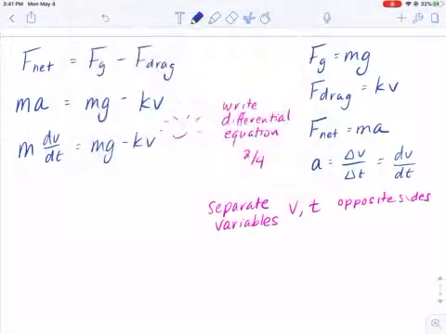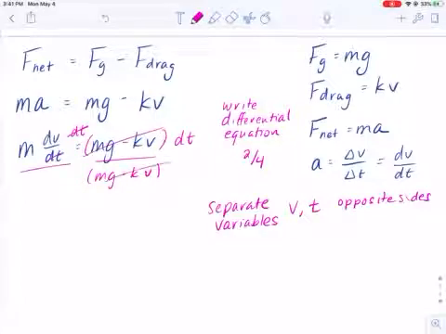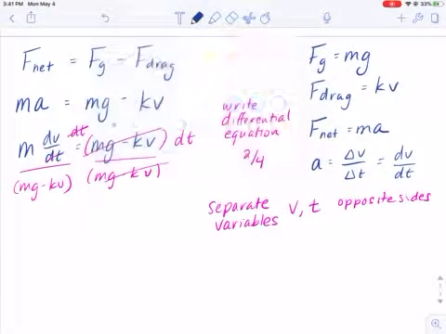Okay, so that's just some algebra. I need to get the V's on the same side and the D's on the same side. So I'm going to multiply both sides by dt, so it cancels here. And I'm going to divide both sides by mg minus kv. Like that.